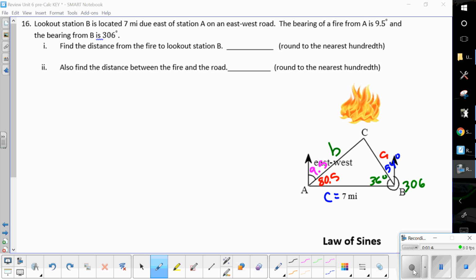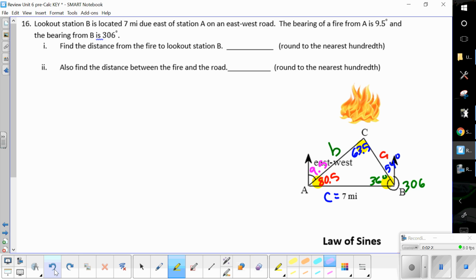The main reason I need all those angles is I know all triangles add up to 180. So 180 minus 80.5 minus 36 is equivalent to 63.5. Now, what am I looking for? I'm looking for the distance between the fire lookout and station B. So I am looking for little a.